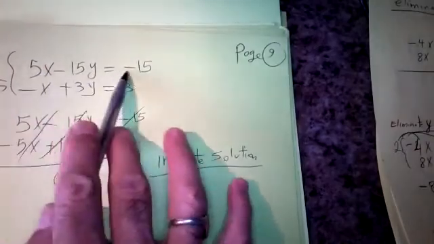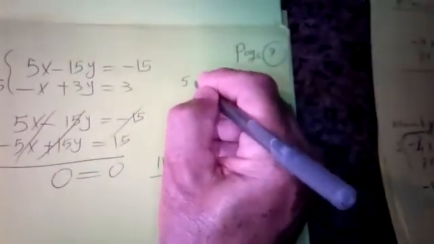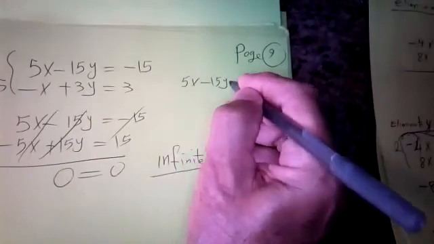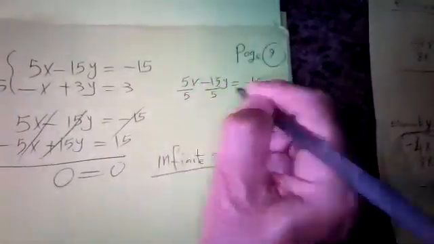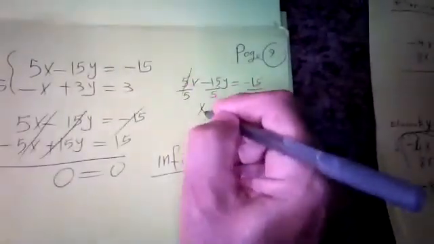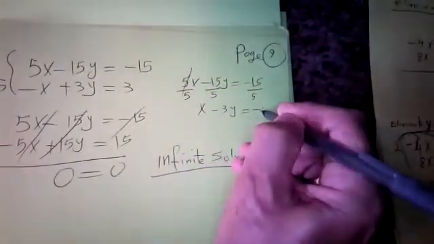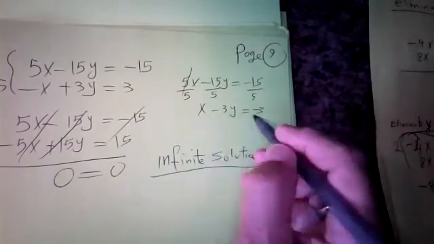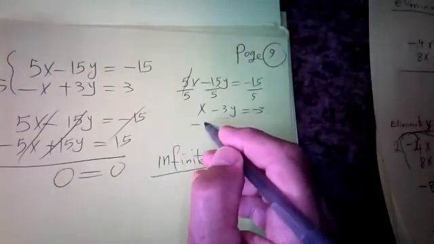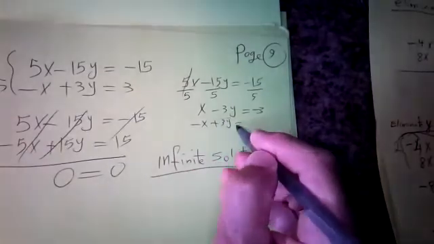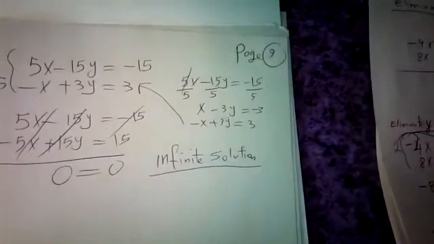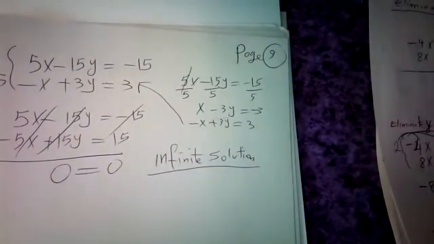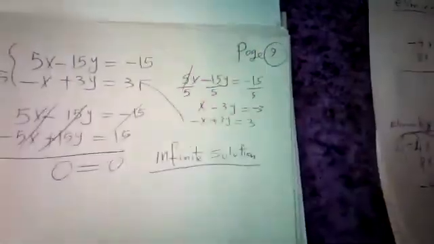Look, you see that top one? If I divide everything by 5, what do you see? X minus 3y equal minus 3. And if you multiply it by negative, you get the same equations. Look, that's why. It's the same equation. So when you graph it, you see both lines coincide or overlap.